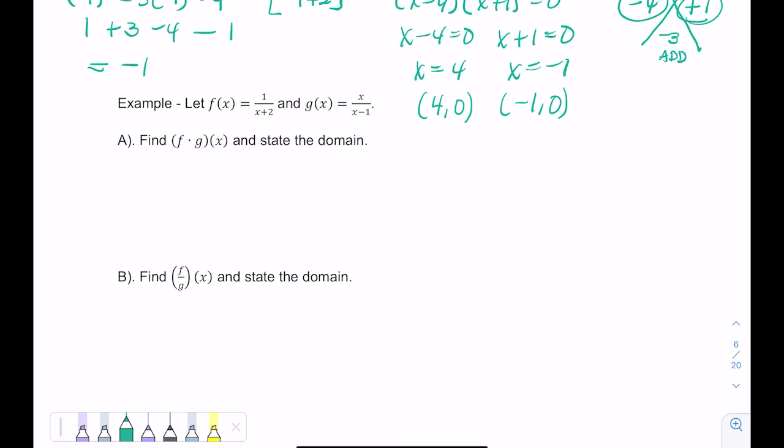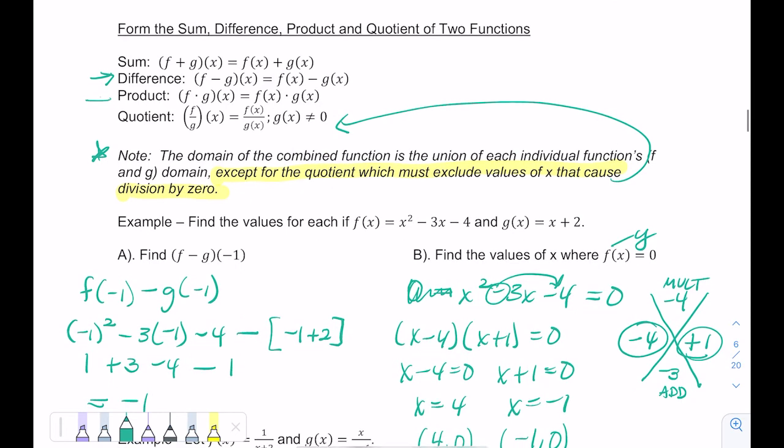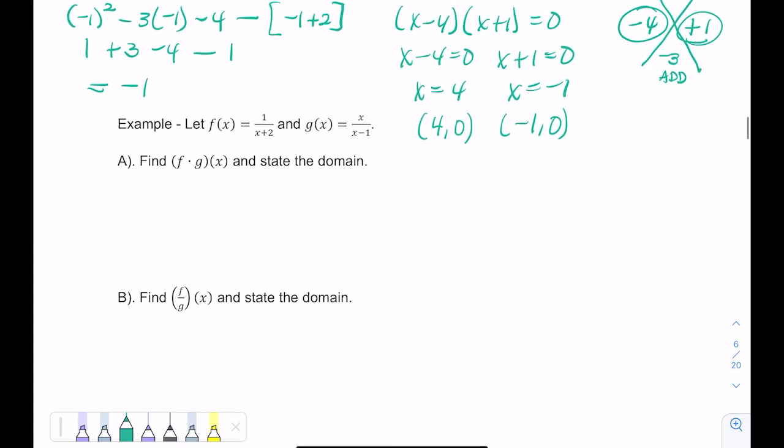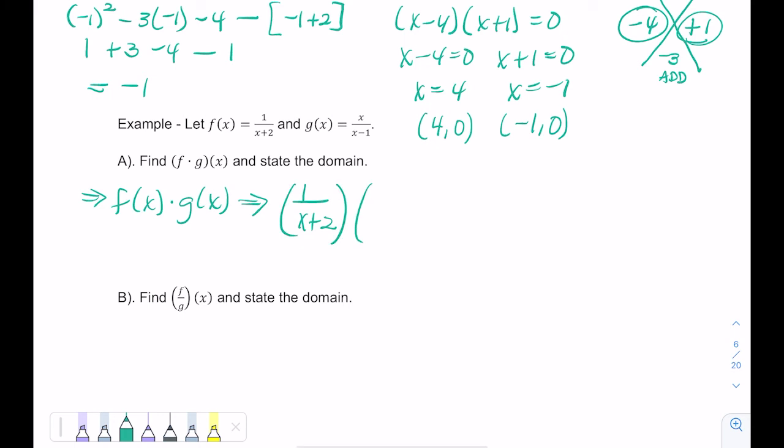Next we have function f and g, and now we're being asked in letter A to multiply and state the domain. So when multiplying these two functions together, I'm going to apply the product property, and it's just saying that this is going to be f of x times g of x. So I'm going to write down f of x, which is 1 over x plus 2, times g of x, which is x over x minus 1.